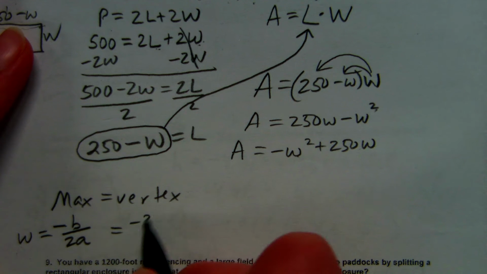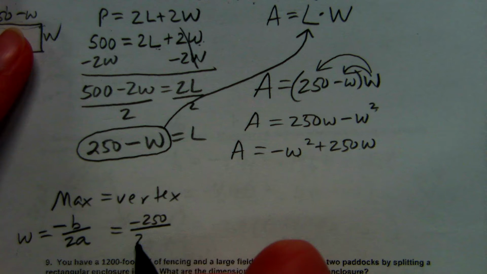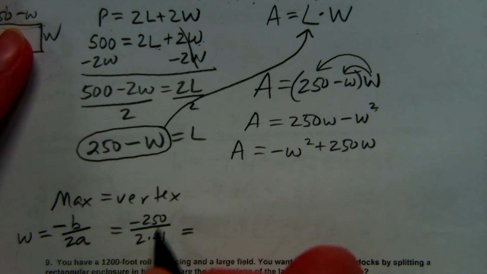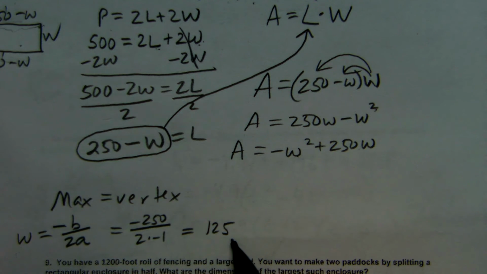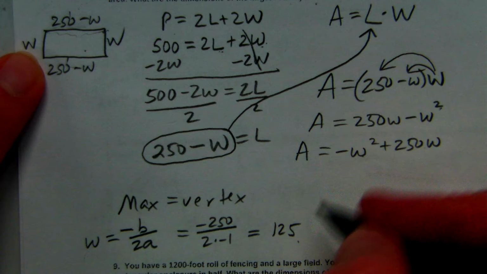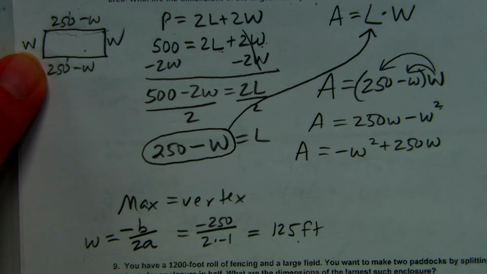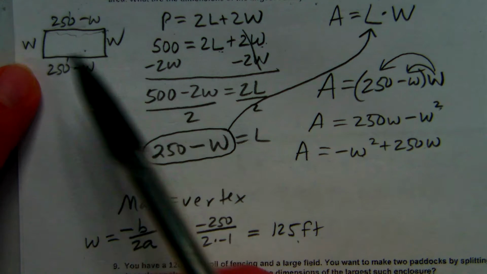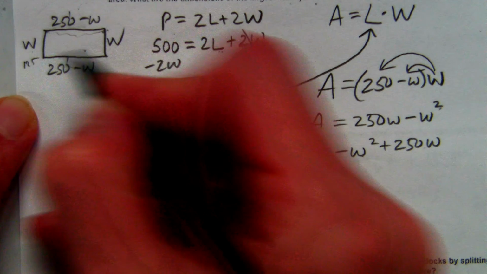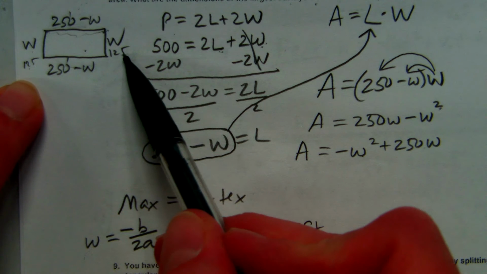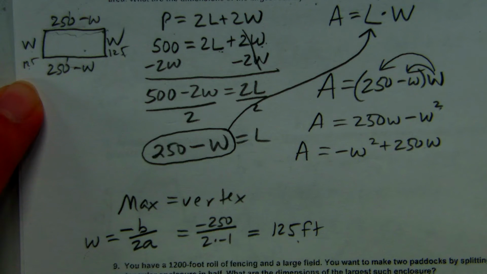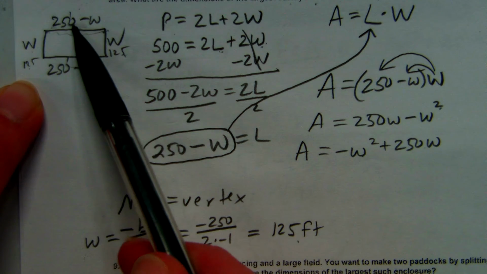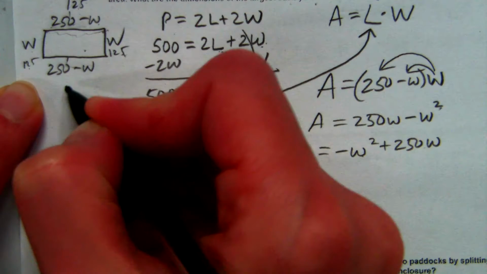So that's going to be negative 250 over 2 times negative 1. So basically negative 250 divided by negative 2, we're going to get 125. So this just tells us what the width was back here on our picture. The width was 125 feet. So from here, we could work this out using just some arithmetic. Okay, if my widths are 125 and 125, that adds up to 250. And I know the whole thing is 500. And so if I take 250 here minus the width, that's going to make this also 125 and 125.